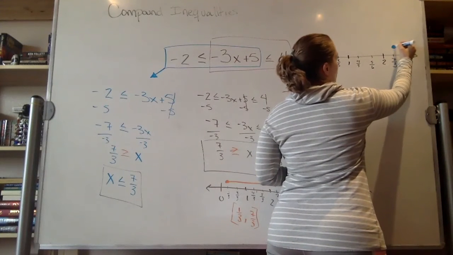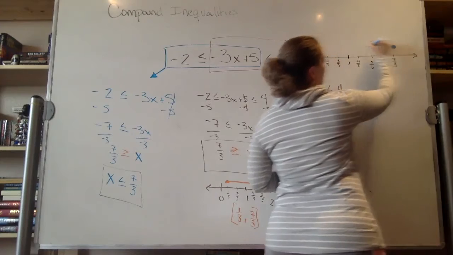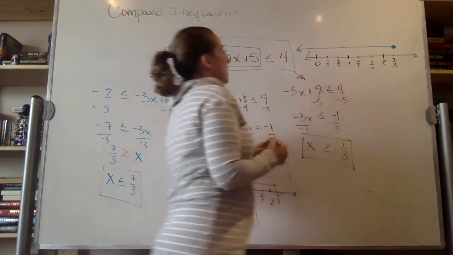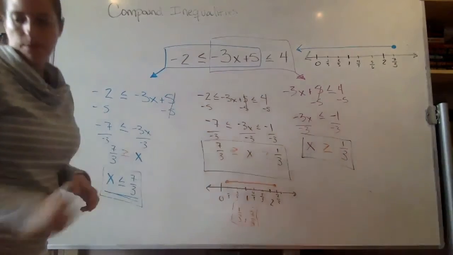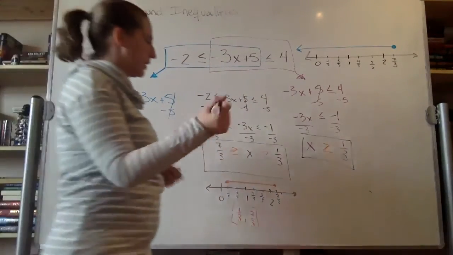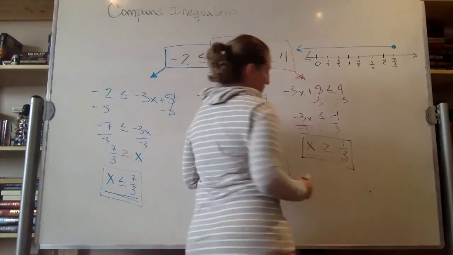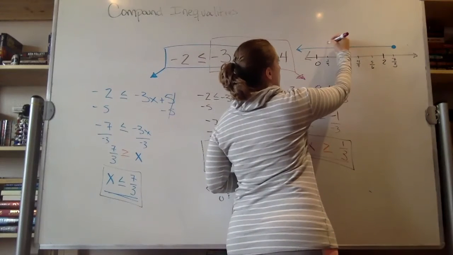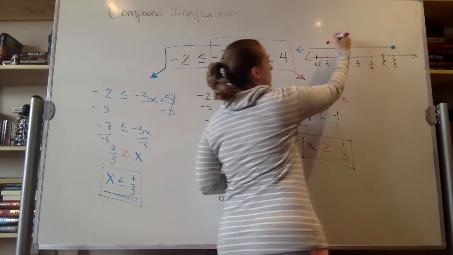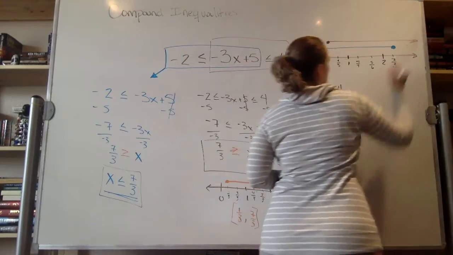Solid circle because we're less than or equal to, and we're less than. So we're moving in that direction. So that blue line represents this blue inequality. And then this purpley pink marker we're going to use to represent x is bigger than or equal to 1/3. Well, here's 1/3. We're bigger than or equal to, so solid circle, and we're bigger than, moving in this direction.